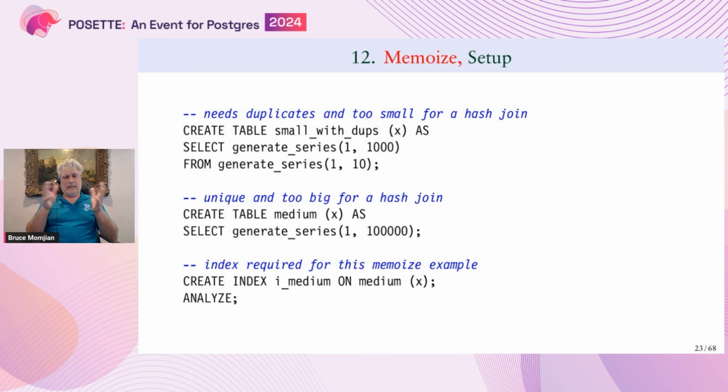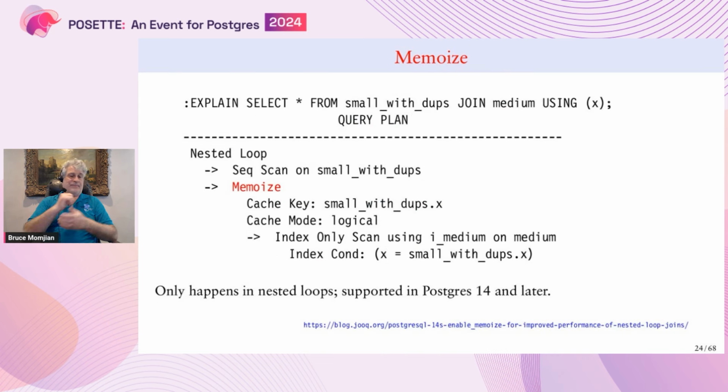So the requirements in using a Memoize is you need a lot of duplicates in one of the result sets, and it needs to be too small for a hash join. So that's your one requirement. The second requirement is you have a result set that's too big for a hash join, and it's also unique. And then you also have an index. So again, you can see why I was not super excited. It feels like, is this really going to be used at all? But when you think of the thousands and millions of queries that are run, there are a large number of cases where this is happening, many more than I realized.